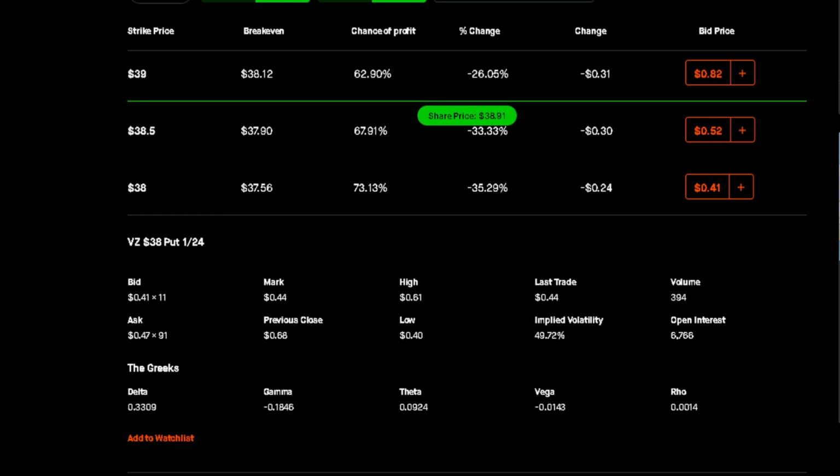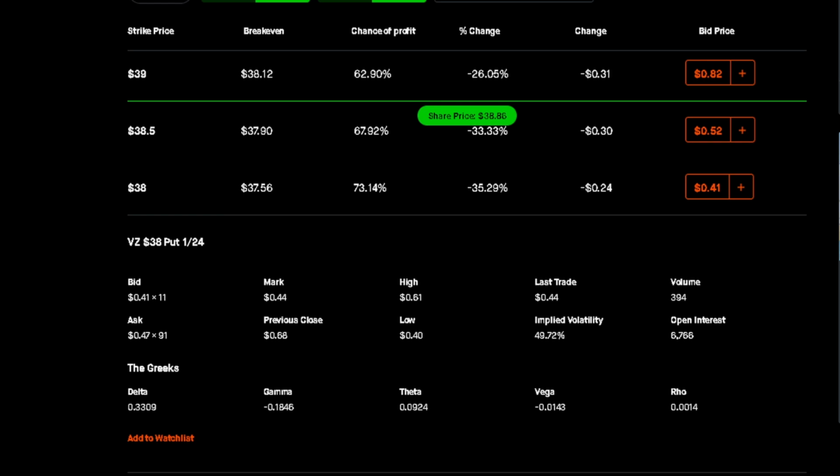Alright, now let's talk about the Greeks. These are the factors that determine how much an option's price will move in response to changes in the various market conditions. The main Greeks are delta, gamma, theta, vega, and rho. You see them right here at the bottom of the options chain when I was looking at this option on Robinhood. So delta measures how much the price of the option will change for a $1 move in the price of the underlying stock.